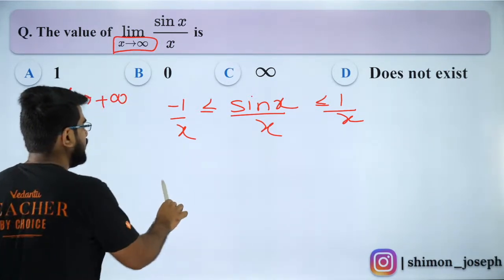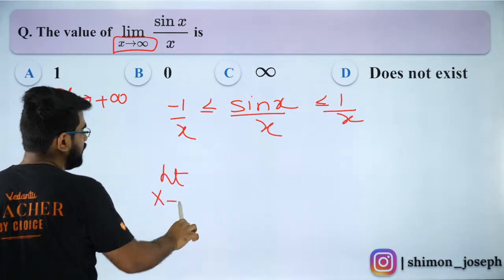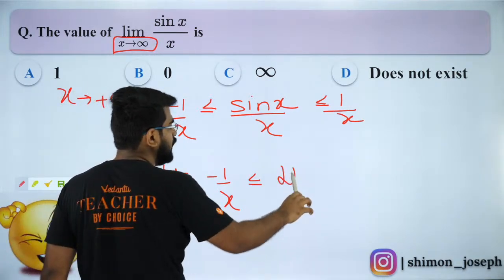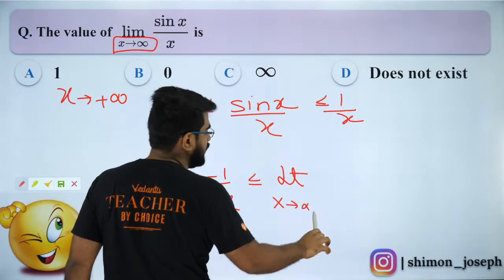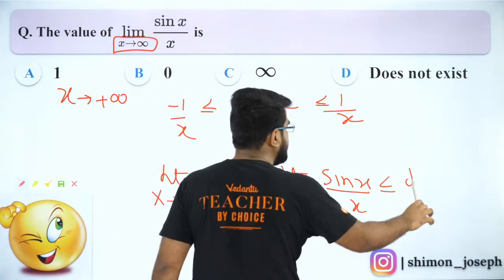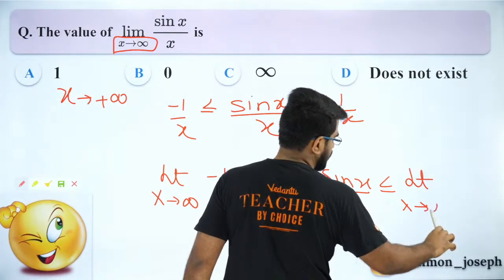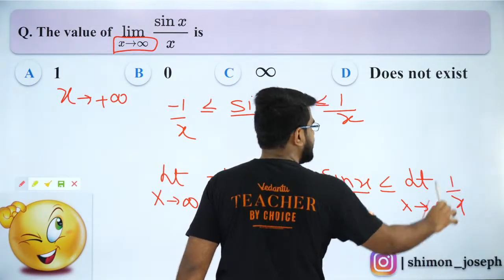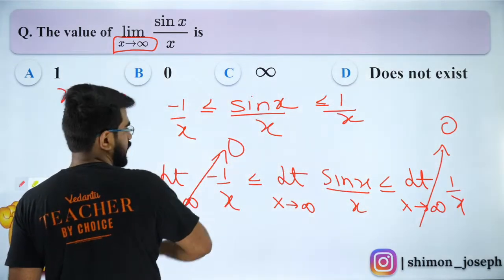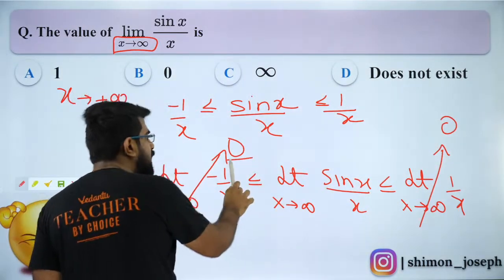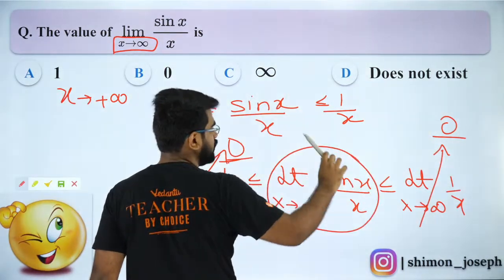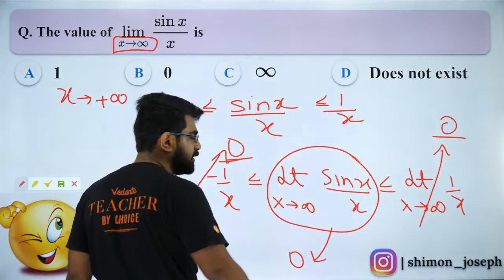Now apply your limit. Limit x tending to infinity of -1 by x is less than or equal to limit x tending to infinity of sin x by x, which is less than or equal to limit x tending to infinity of 1 by x. This is 0. This is also 0. So the bottom function is 0, the top function is 0. So the middle function should also be 0, my dear.